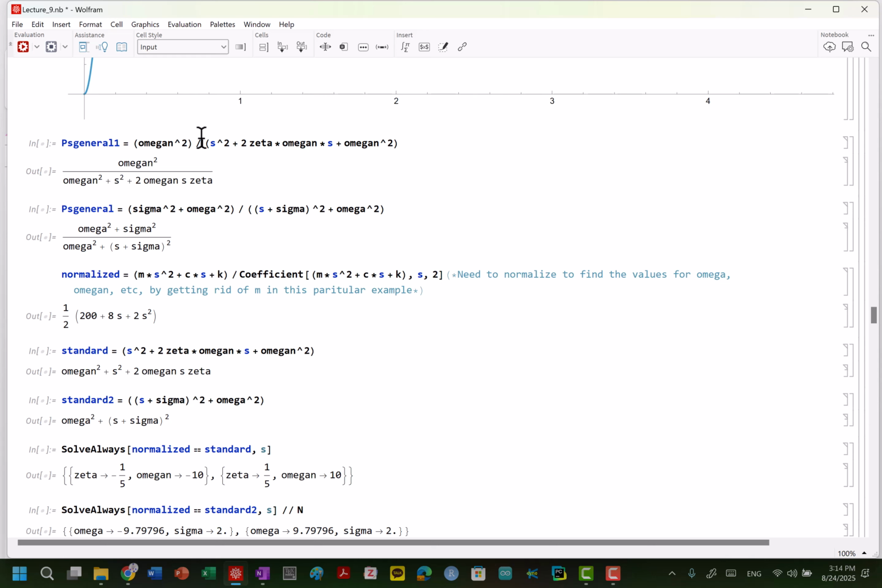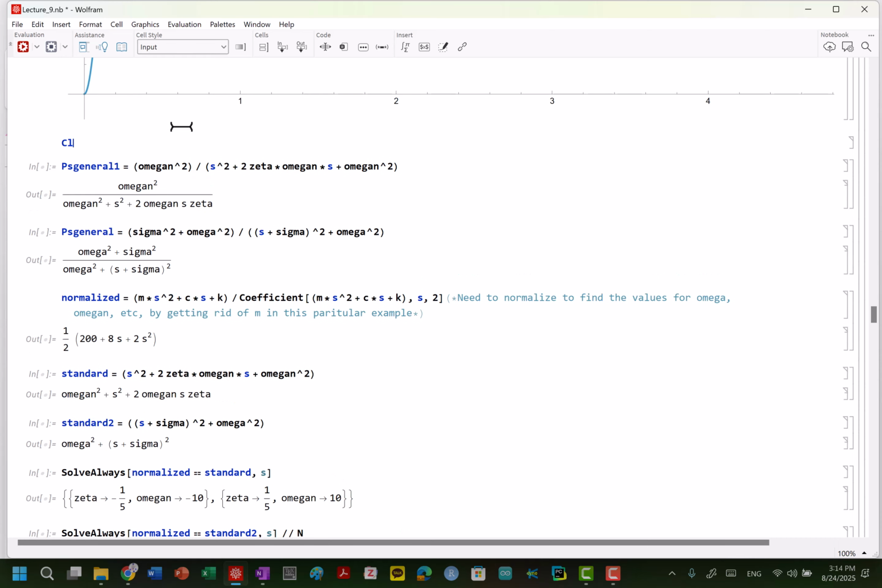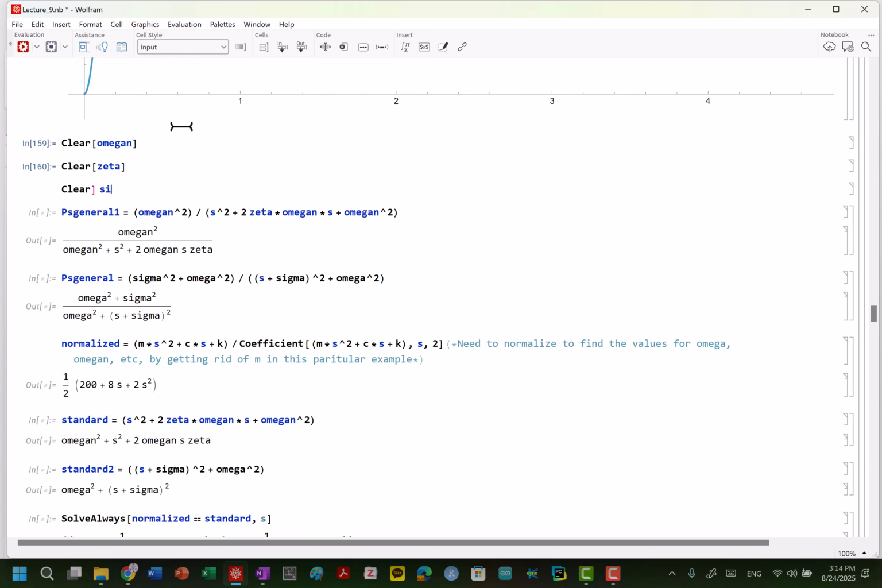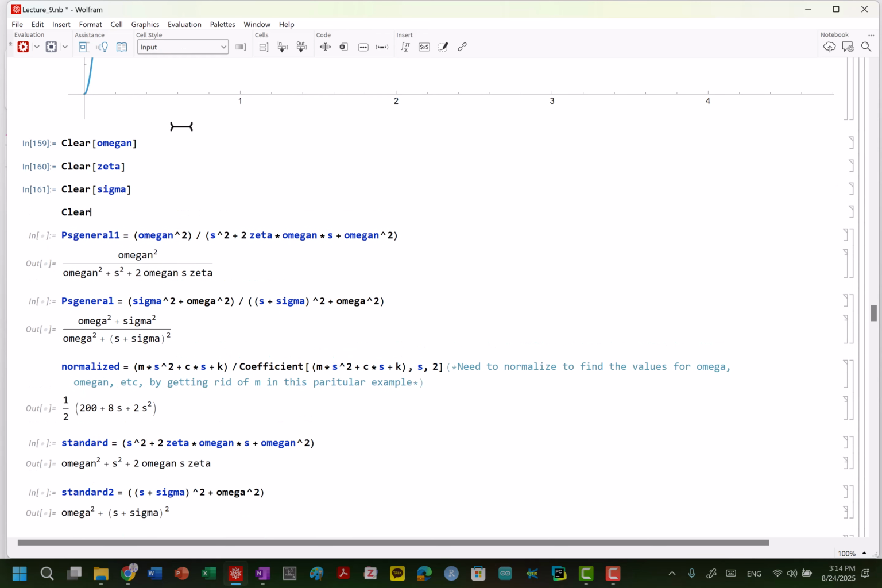So for example, I'm going to clear omega n, zeta, and sigma. Let's say we didn't know, or you're not familiar with the spring mass damper system. I can solve for it by normalizing and equating the expression. If we have this general expression written in terms of omega n and zeta, I can say, make this expression look like this expression and basically normalize it. So here, the big difference is I need to get rid of m in the particular example.